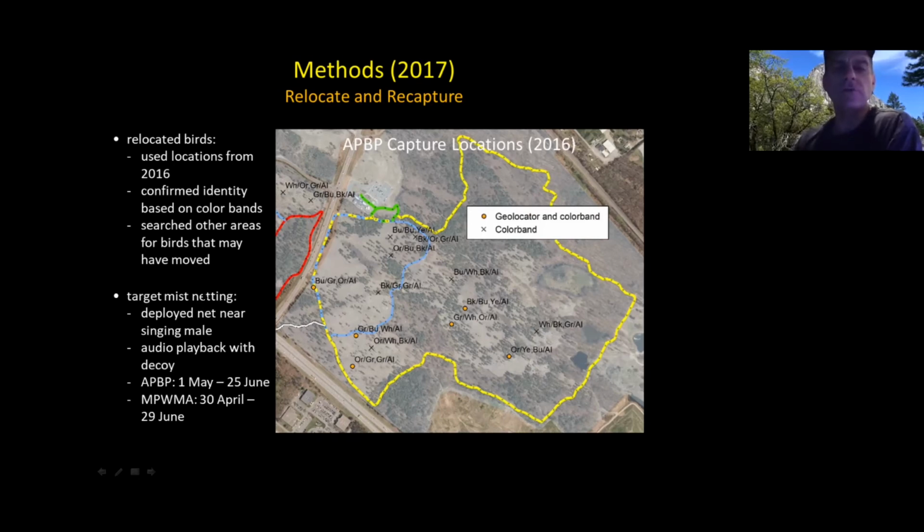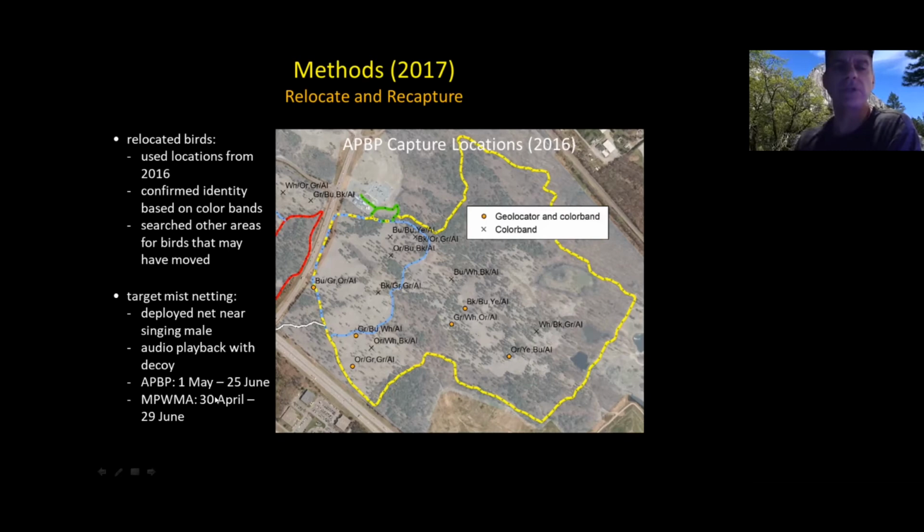If we found one of our birds from the previous year, we attempted to recapture using mist nets with audio playbacks again with the decoy. Most of our work was done between May 1st and May 23rd in 2017, but we did still pick up a few stragglers during our other bird work in the preserve as late as June 25th.